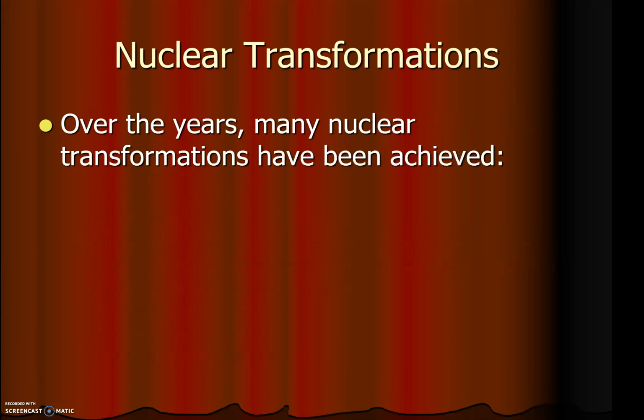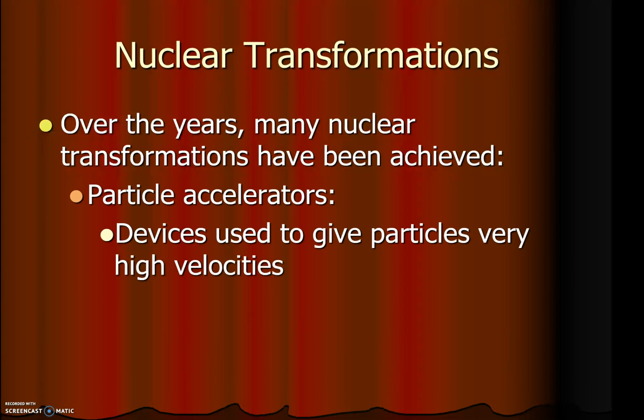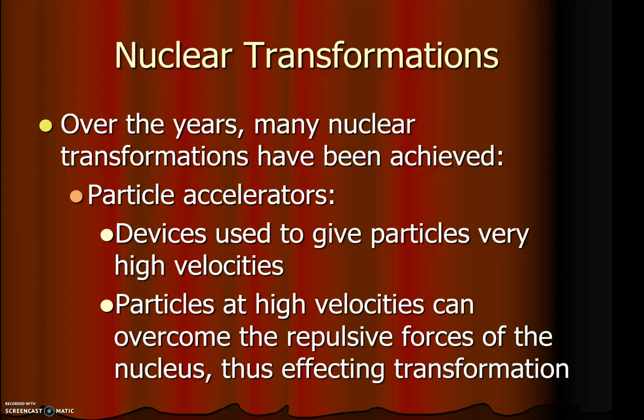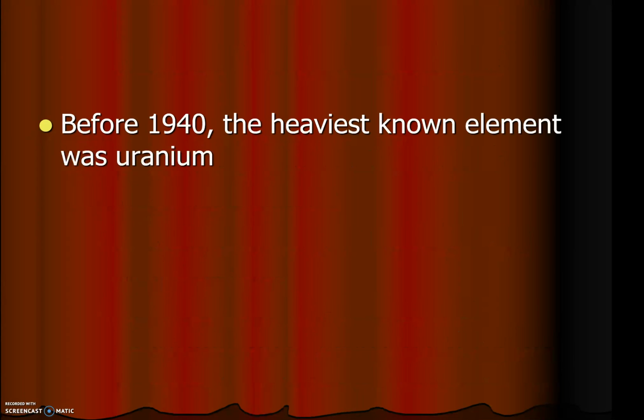Nuclear transformations. Over the years, many nuclear transformations have been achieved. We can use particle accelerators, which are devices used to give particles very high velocities. And particles at very high velocities can overcome repulsive forces of the nucleus and allow things to transform. So before 1940, the heaviest known element was uranium.